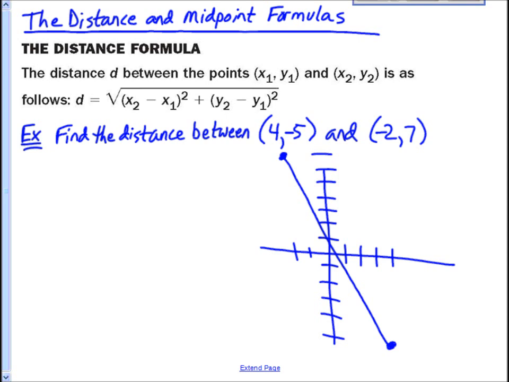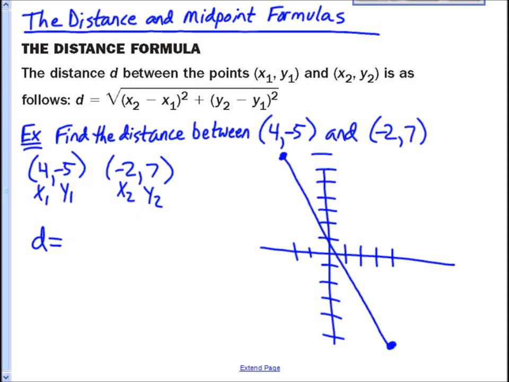So the distance d follows that formula: square root of x2 minus x1 quantity squared plus y2 minus y1 quantity squared. So you just need to take your 2 points, label them x1 and y1. Let's see the other one, -2, 7. Label the other one x2, y2, and then just plug it into your distance formula that's been derived from that Pythagorean theorem.